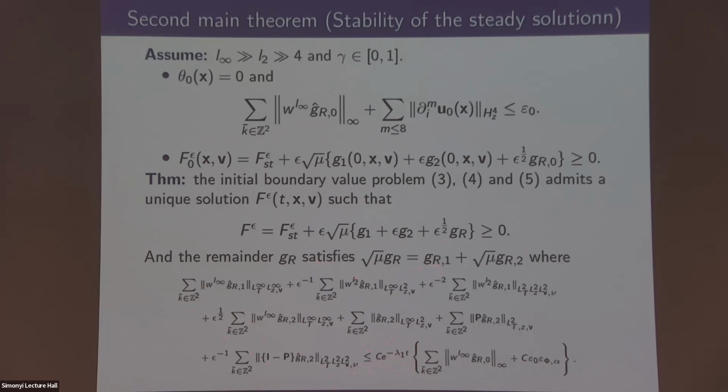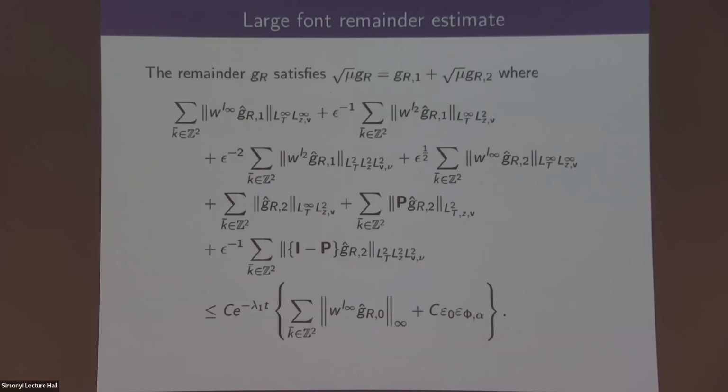I haven't really explained this at all, but this kind of splitting that we're doing here is due to Russell Caflisch. This is Caflisch splitting. And you split the remainder into GR1 plus square root of mu GR2. And then you estimate each of them separately. And you get good uniform bounds on the remainder. Okay, so if you really wanted to see that horrible inequality for the remainder, I put it for you here in large font. Let me see. I don't think I have anything else to say about it.